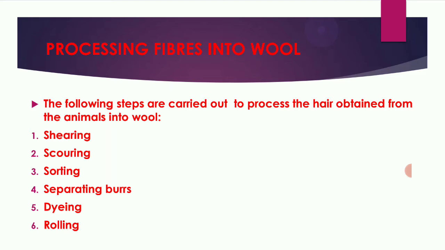The last step is rolling. In this, the fibers are straightened. They make them straight, then they are combed and rolled into yarn. That is called rolling. These are the different steps involved in the processing of fiber into wool.